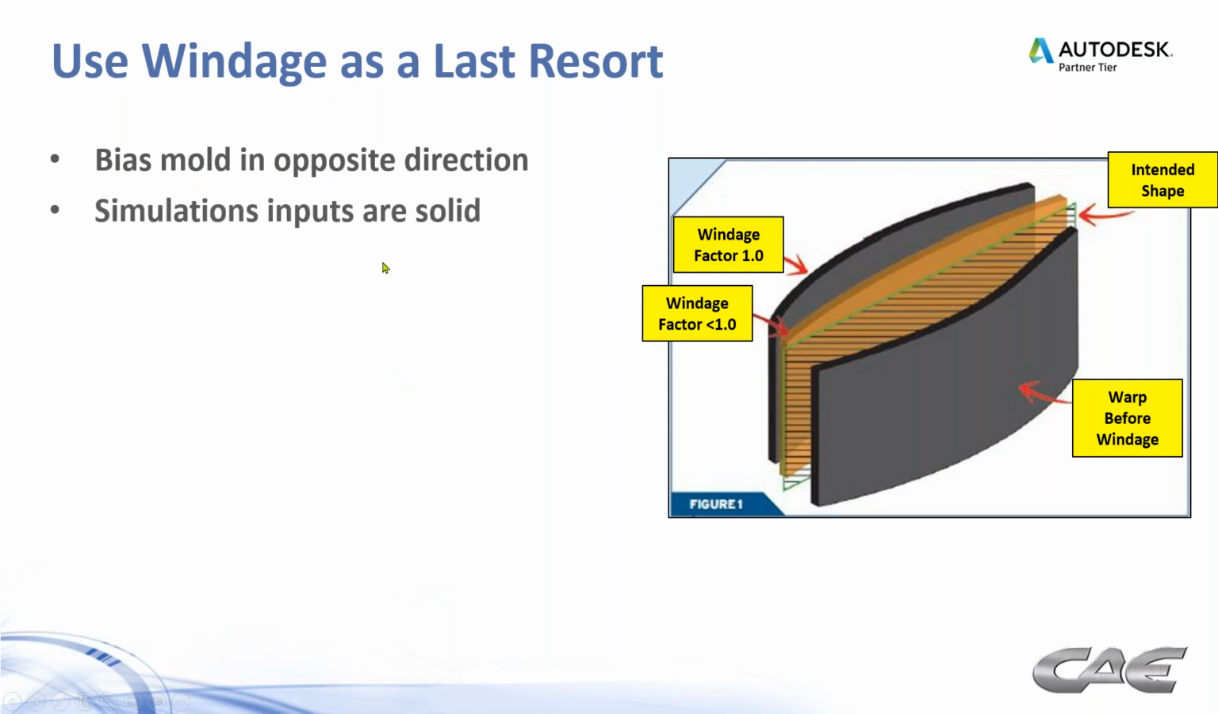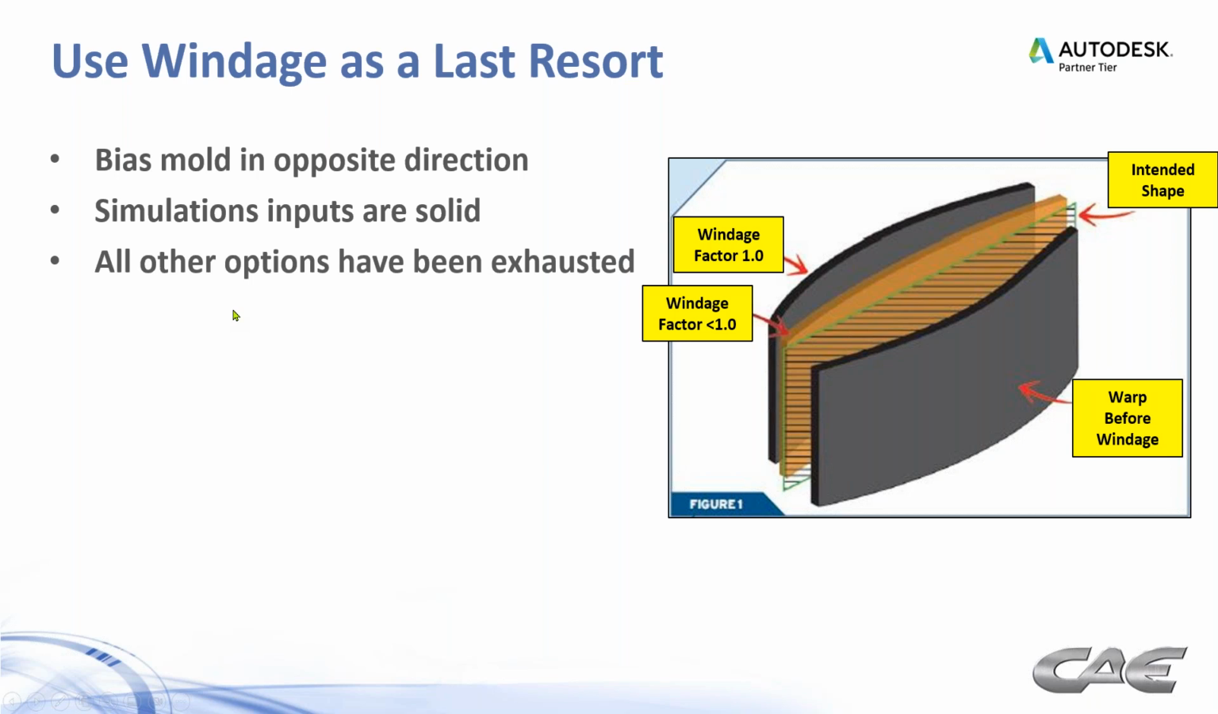So you've got to make sure that all the inputs that you have are solid, right? You've got to make sure that you've got good material data. That's the number one thing. But you've got to make sure that you're replicating exactly what's going to be going on in that mold, or your windage predictions are likely going to be off.